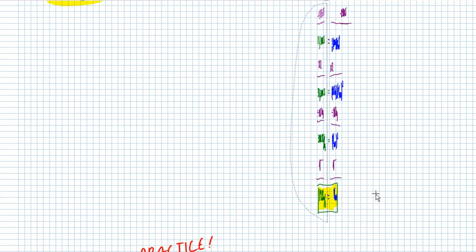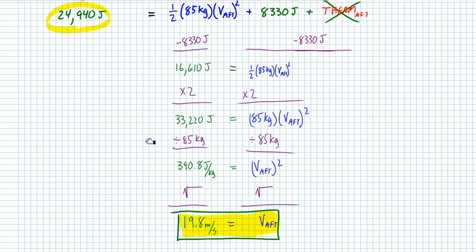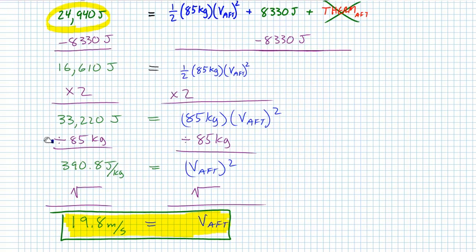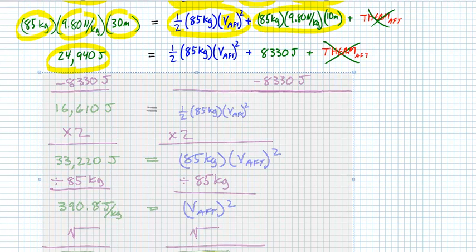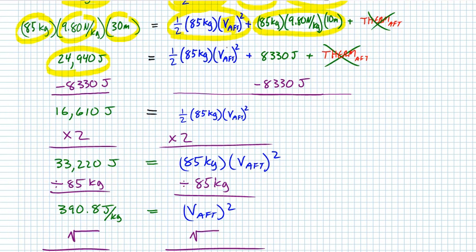So let's see what this looks like now. To solve for the velocity after, I'm going to circle what we're looking for. We're looking for this right here. First thing we have to do is get rid of the 8300, so we subtract 8300 from each side, and we get this step right here. We've got to get rid of the 1/2, so we multiply both sides by 2. 2 times 1/2 is 1. That gets rid of that.